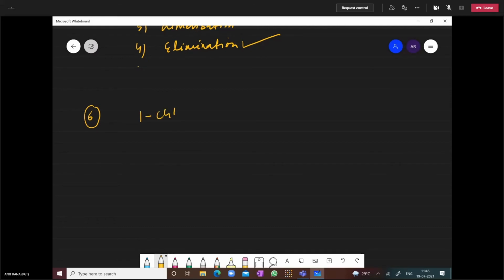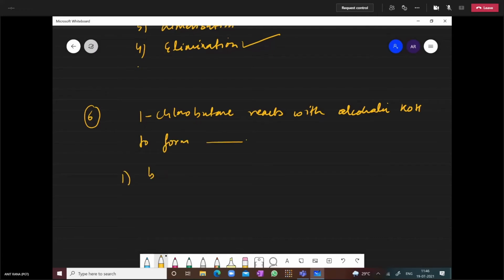Now 1-chloro butane reacts with alcoholic KOH, potassium hydroxide, to form but-1-ene. But-1-ene is not a butane, it's a but-1-ene.